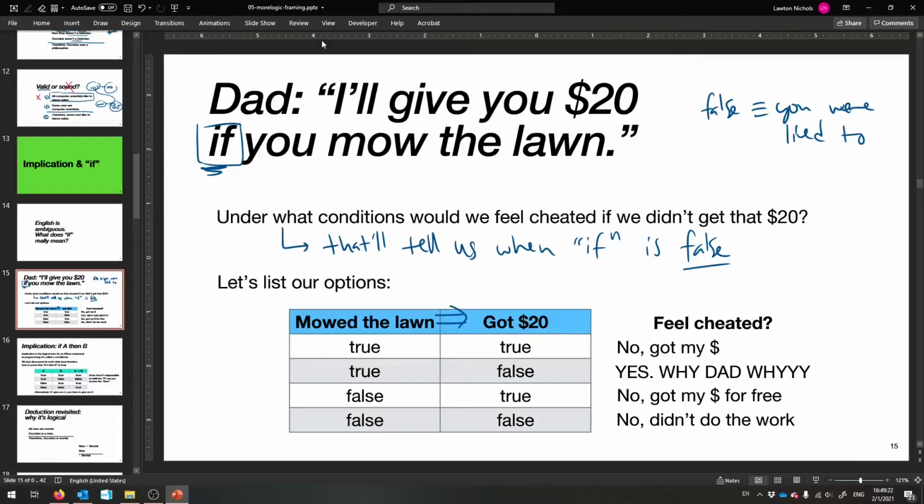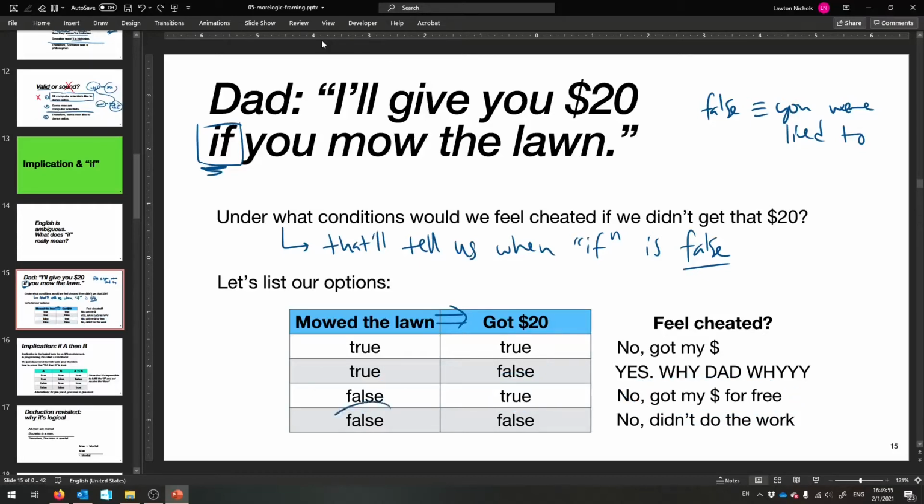When were we lied to? Okay, if we assume that this was true. Okay, so let's go through this slowly. This one and this one. So we mowed the lawn and we got $20. Did we feel cheated by Dad? No. I did the work, I got my money, I'm happy. How about, we'll come back to this one because that's the real one. How about we didn't mow the lawn, but we got $20? It's like we won the lottery, right? So we don't feel cheated because Dad was just really nice to us and we got our money for free.